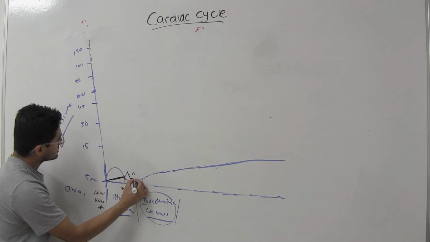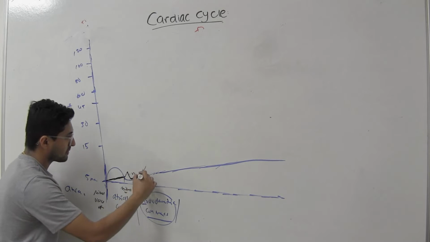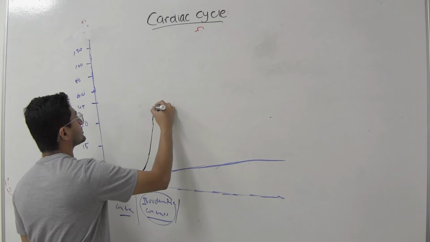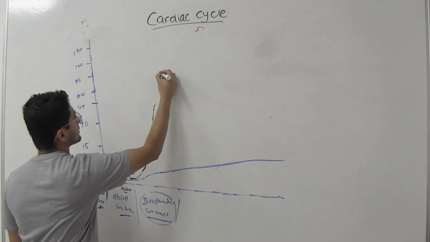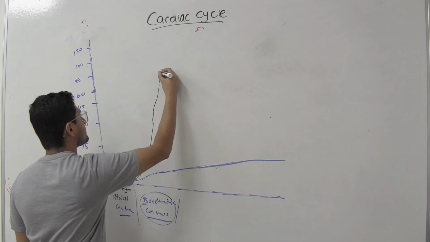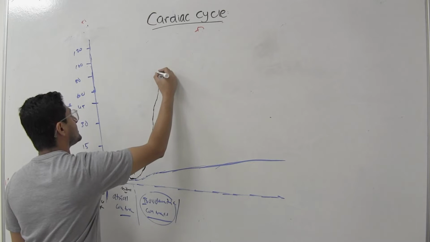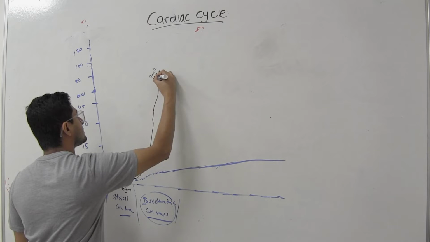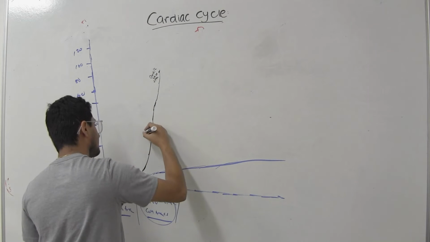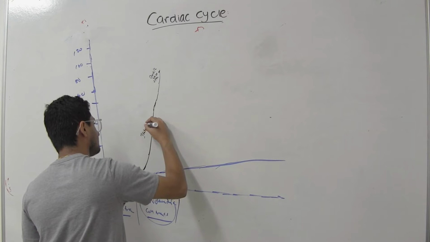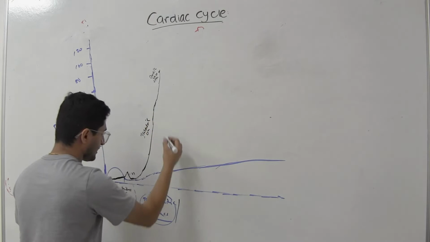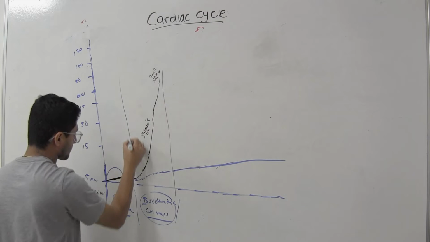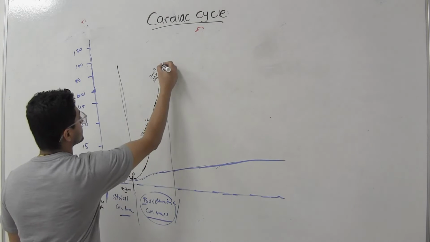Then it starts contracting and keeps going all the way up, and when it reaches about 80, this is where the aortic valve opens. This phase we call the isovolumetric contraction, and I'm referring to it right here in this diagram.